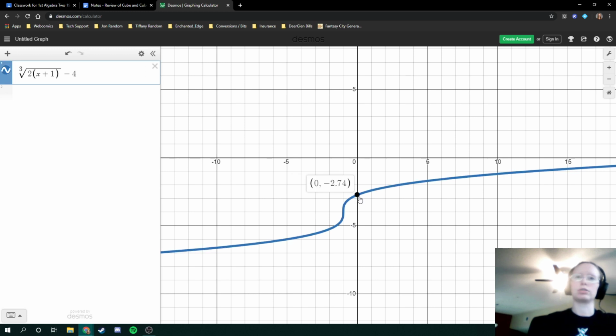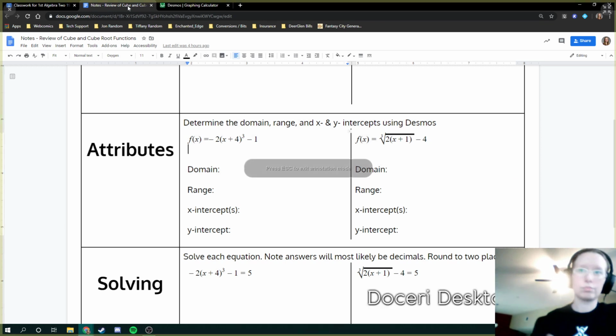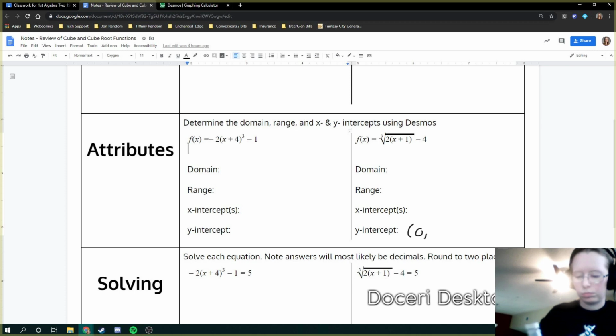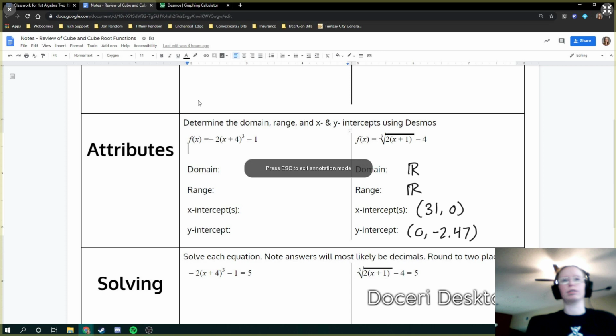Negative 2.47. Okay. What was it, 31? Yeah. And again, all real numbers. Alright, so attributes using decimals. Okay. Clearing off.